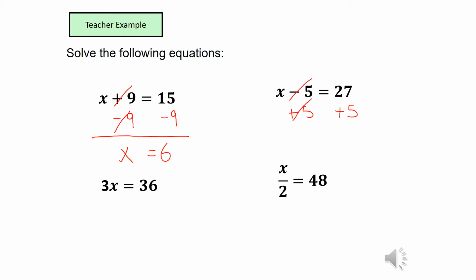So this cancels out. Minus 5 plus 5 gives me 0. So on this side you're left with 0. And here you're left with 32.